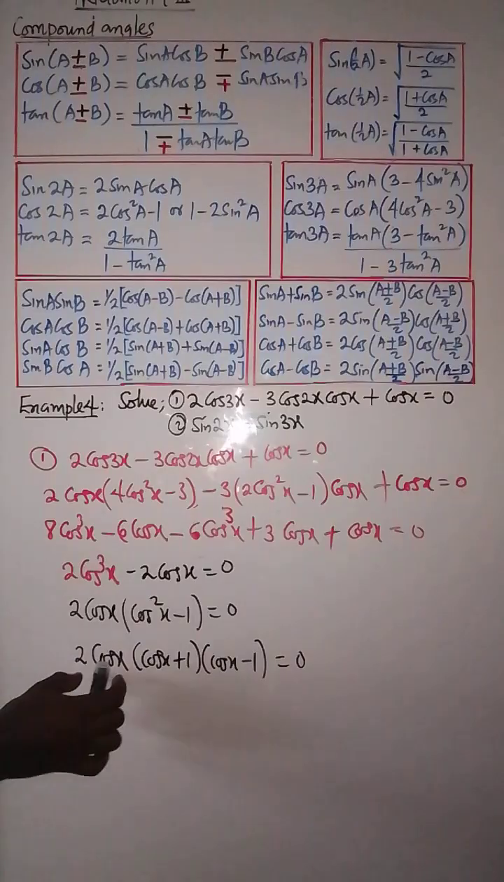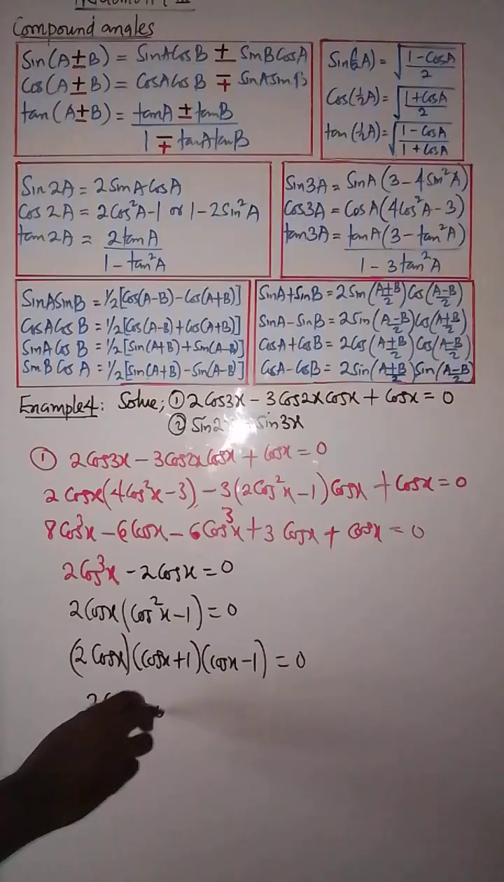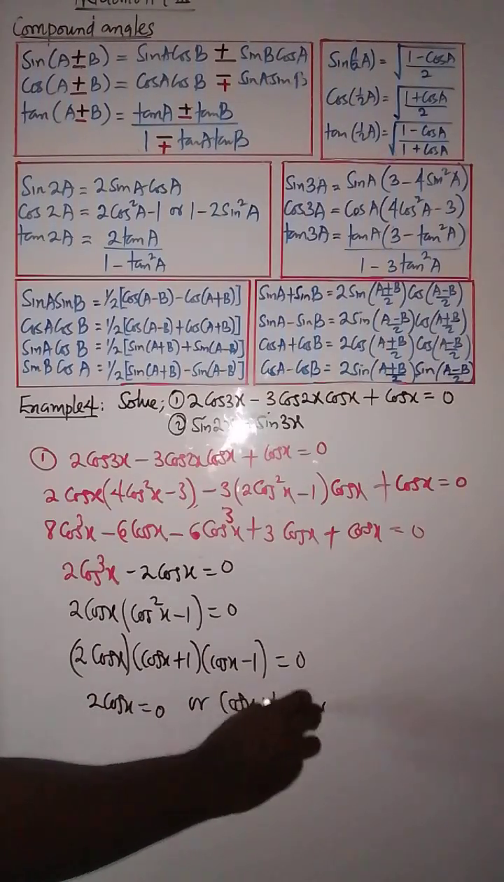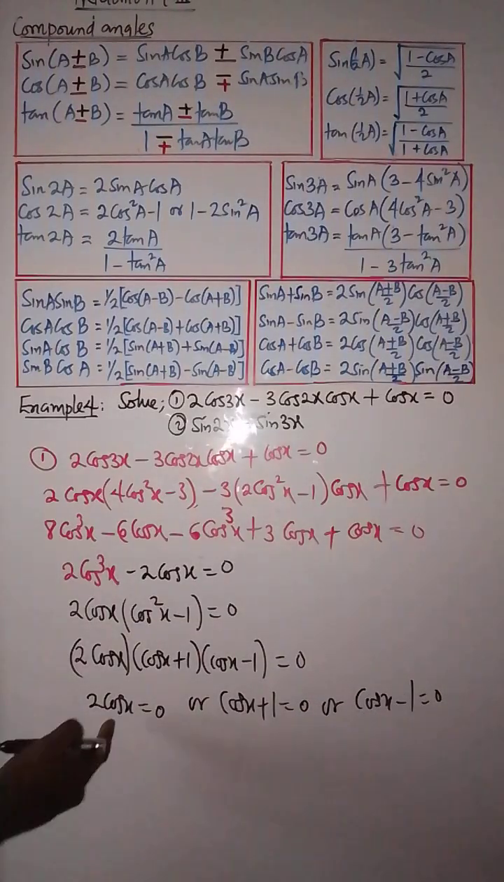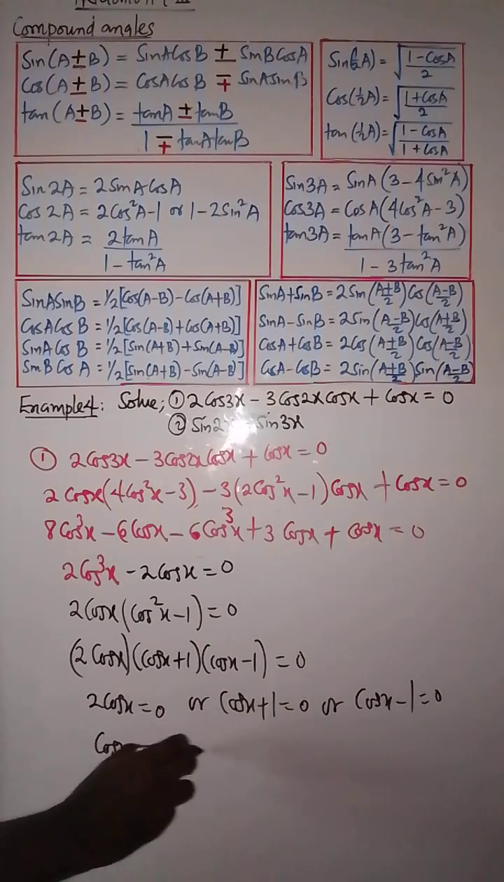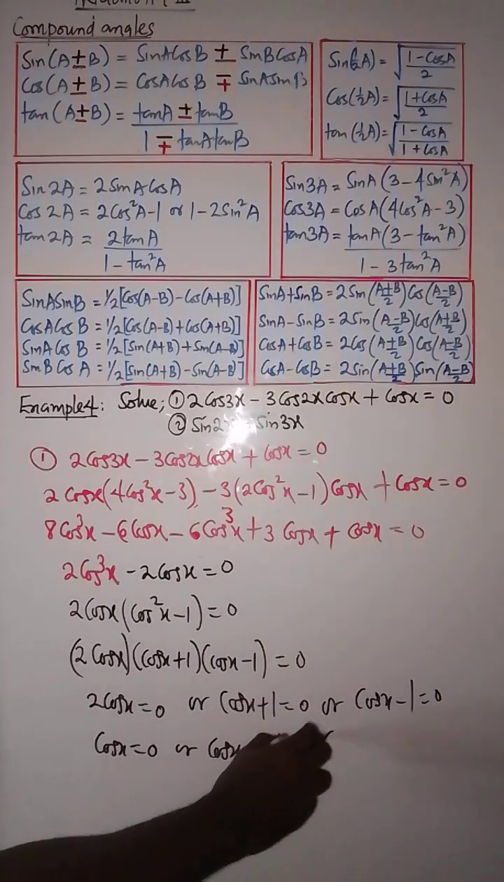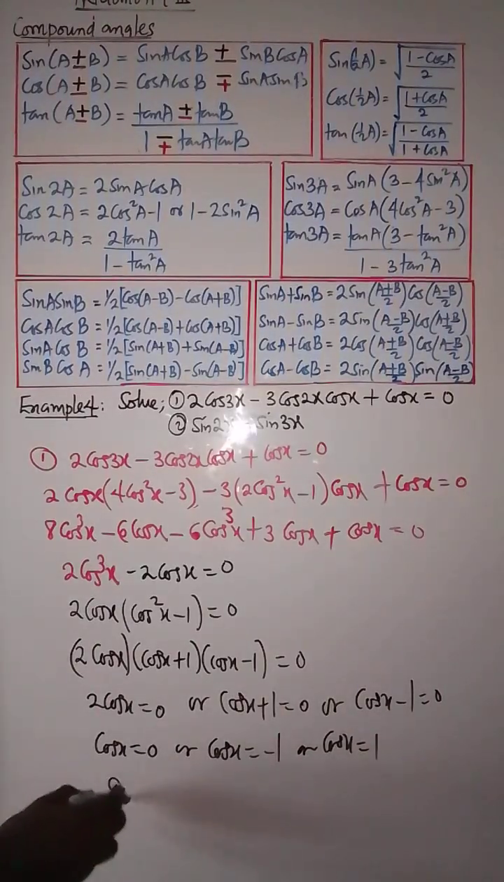So what happened? We equate each into 0. So from here, it's cos x equals to 0, or cos x plus 1 equals to 0, or cos x minus 1 equals to 0. From here, 0 over 2 is 0, so it means cos x equals to 0, or cos x equals to minus 1, or cos x equals to 1. So cos what will give us 0? Cos 90 will give us 0. So from here, our x is 90.